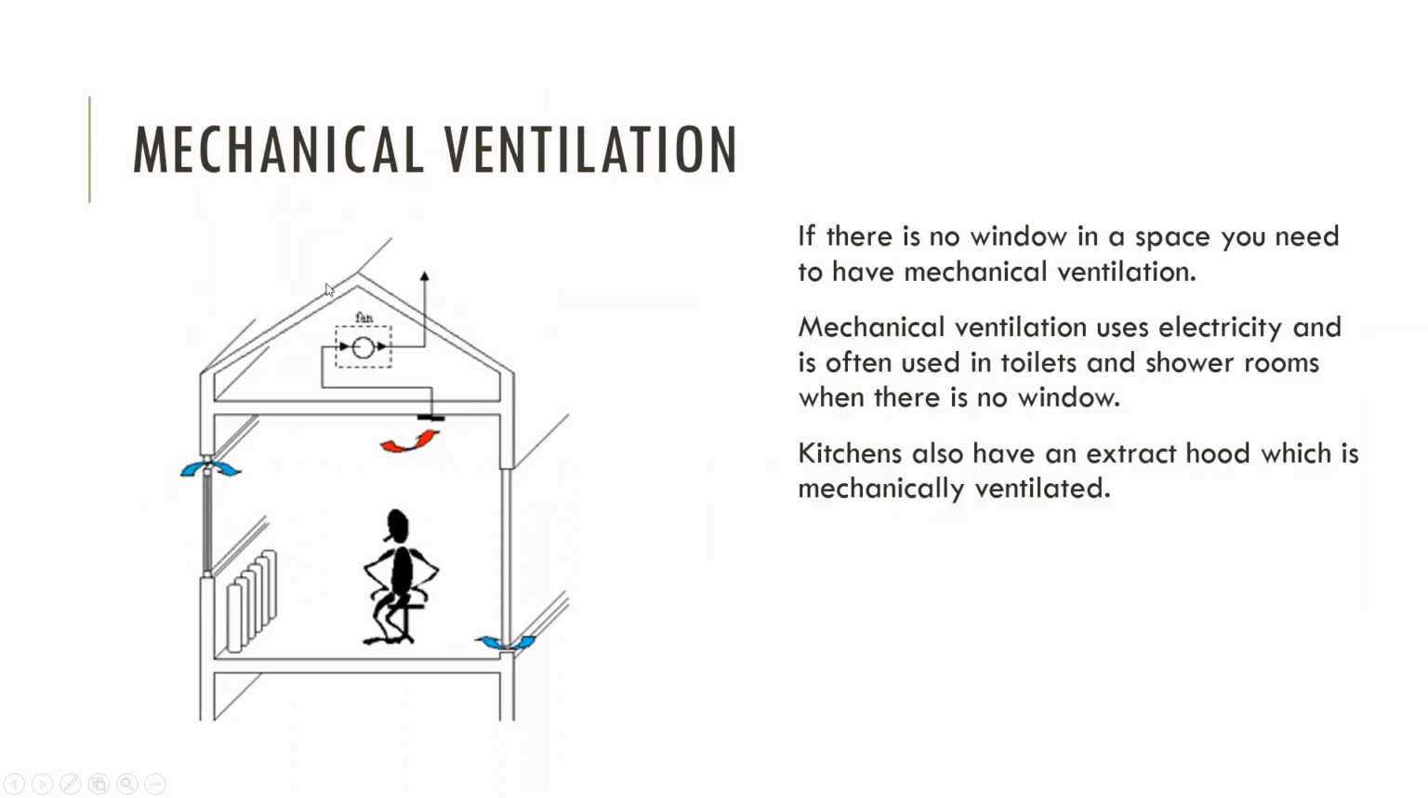Mechanical ventilation is what you need if you do not have a window. It's normally used in the extract hood of a kitchen as well. When you have mechanical ventilation and you're extracting the air from the space with a fan, there's going to be air coming into the space. Here it's coming through the trickle vents of a window or under doors, for example.